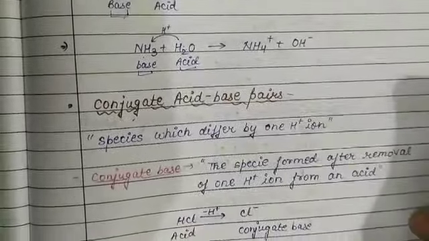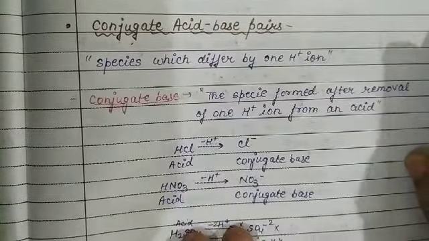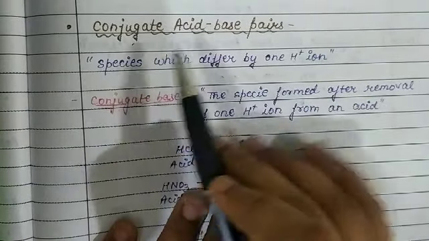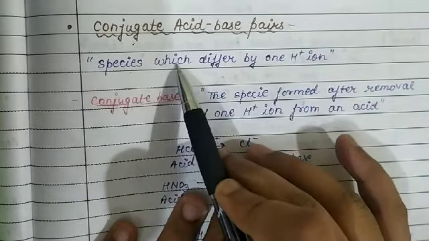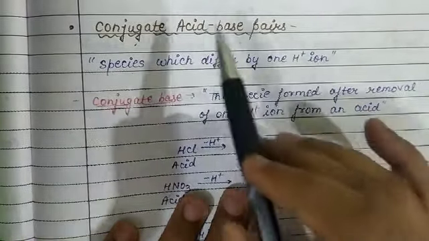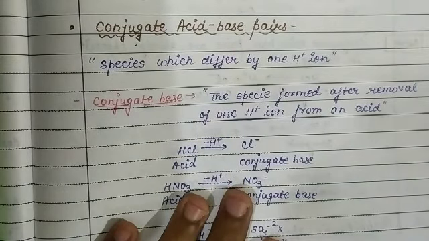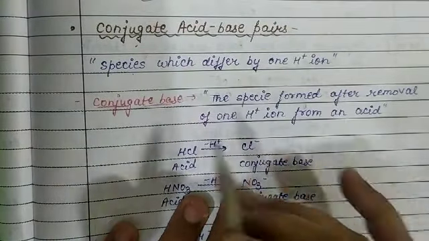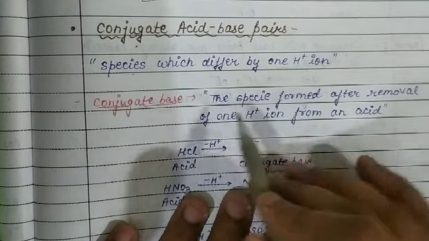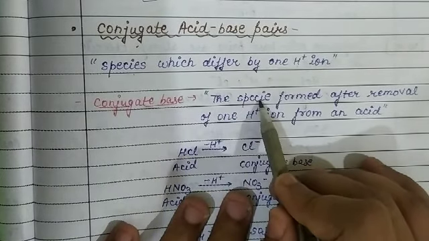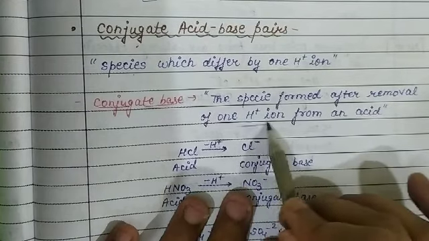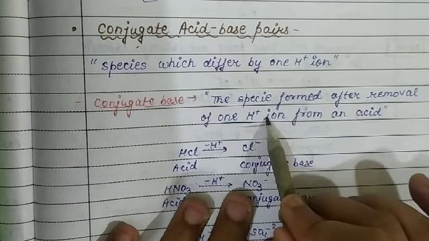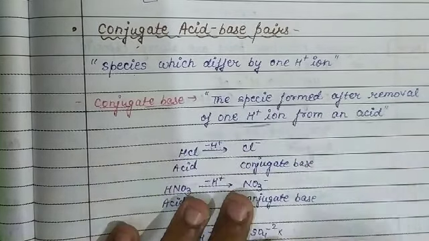See what is a conjugate acid and base pair. Conjugate acid base pairs are the species which differ by only one H plus ion. See, what is a conjugate base? The conjugate base is basically the species formed after removal of one H plus ion from the acid. So when an acid loses one H plus ion, then the species formed is called the conjugate base.